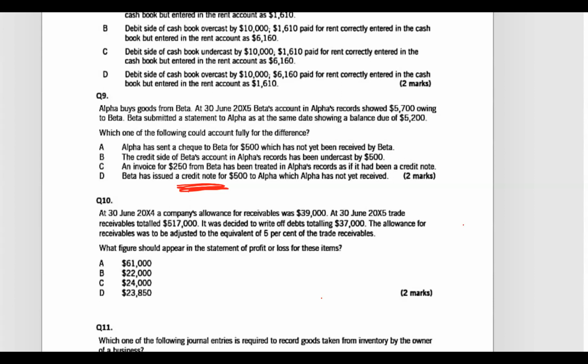What does a credit note mean? A credit note is like you're returning back the money. You are overpriced and you retain the money. Okay, also you could be returning goods. These are goods or money. Goods or money. 500 were retained.